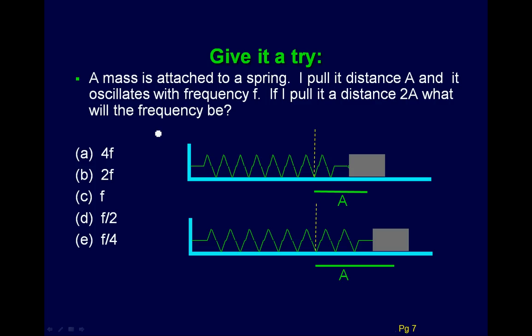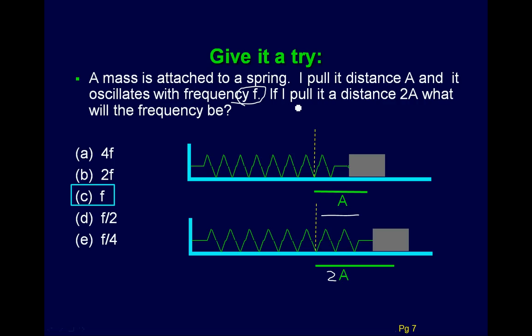Now here's a conceptual style question. A mass is attached to a spring. So two identical masses and springs. In the first case, we push it out a distance a. In the second case, we pull it out a distance 2a. Let's say in the first case we pull it out a distance a, and the frequency is f. I want to know, if I pull out a distance 2a, what's the frequency going to be in this case? Okay, give it a try.